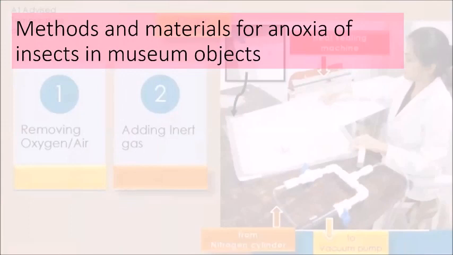So, methods and materials for anoxia of insects in museum objects or even paper objects. Here I'll be putting some paper and textile objects in a bag, and I'll take one by one what all is required.